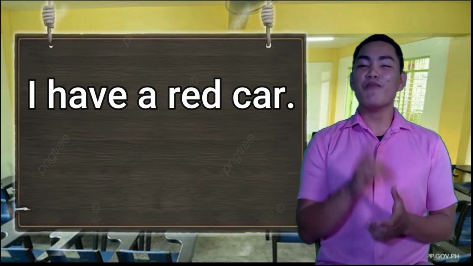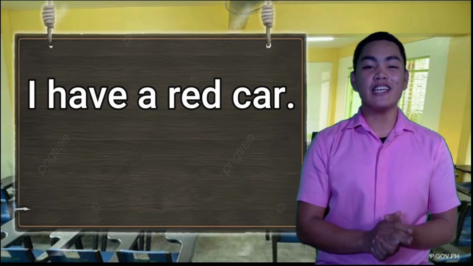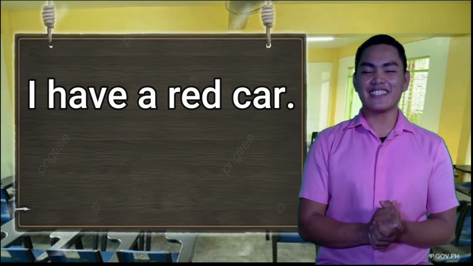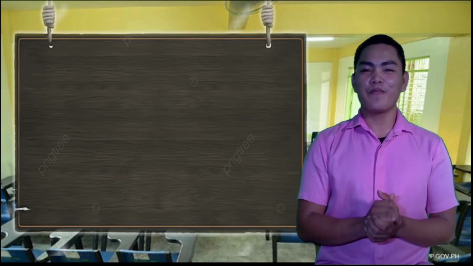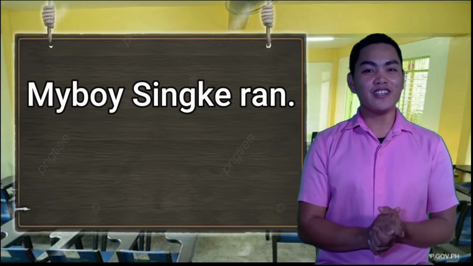Very good. The modifier is red, because the modifier red is modifying the noun, which is car. Very good, class. Do you want another example? Okay, another example. Mybz run. What do you think the modifier is?